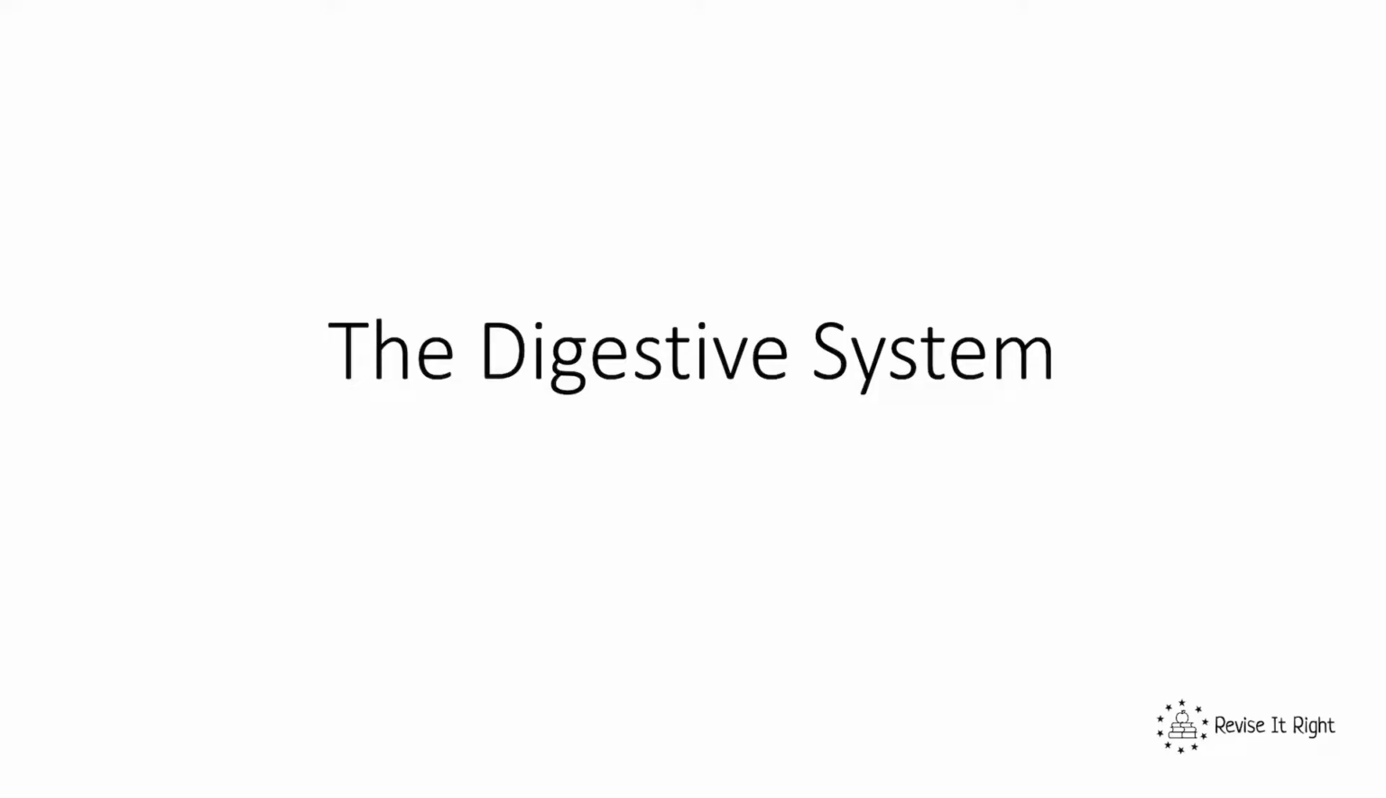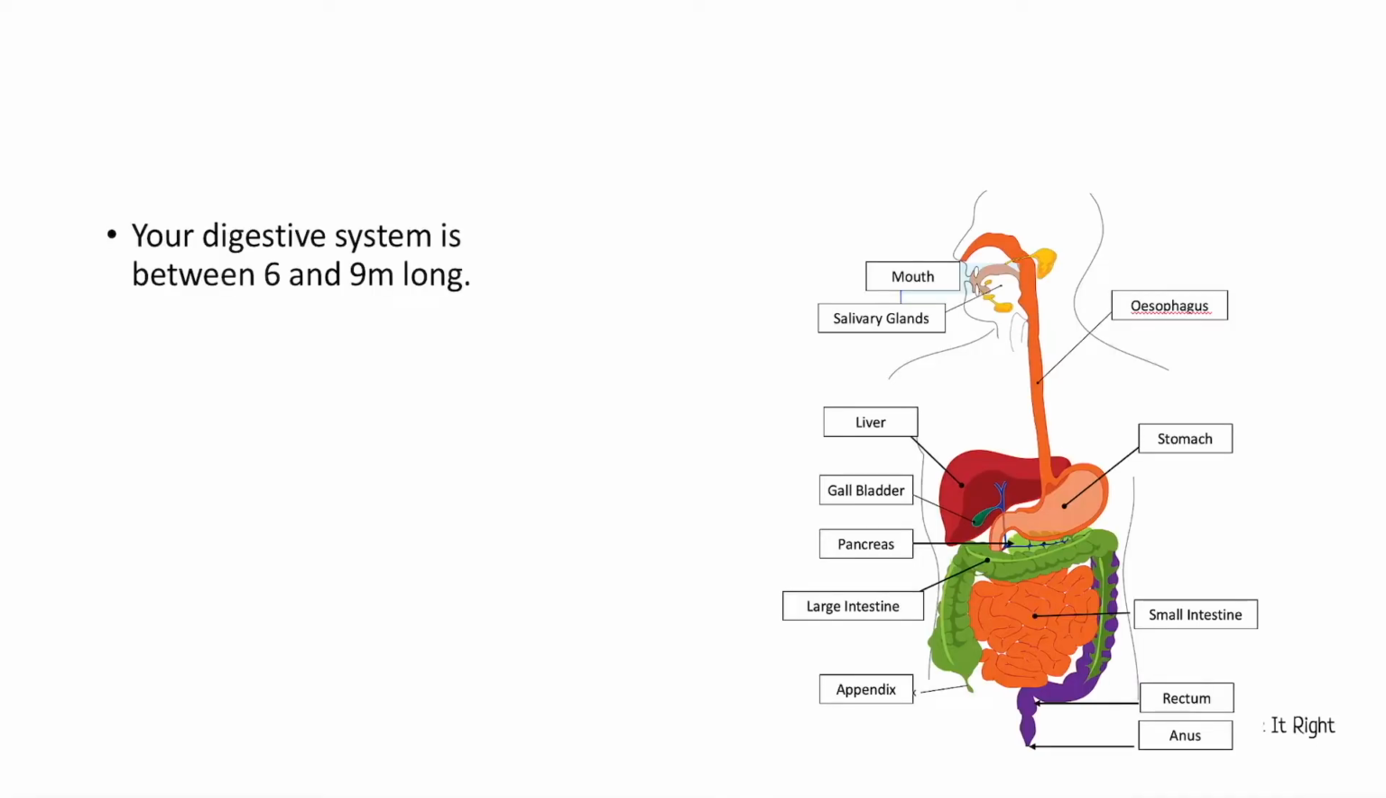This video is about the digestive system. Now your digestive system is between 6 and 9 meters long, and it is an organ system where several organs work together, as can be seen in this diagram here, to digest and absorb food. Now the food you take in is made of large insoluble molecules which your body cannot absorb. It is therefore the job of the digestive system to break down these molecules into smaller, more soluble molecules that can be absorbed by our cells.